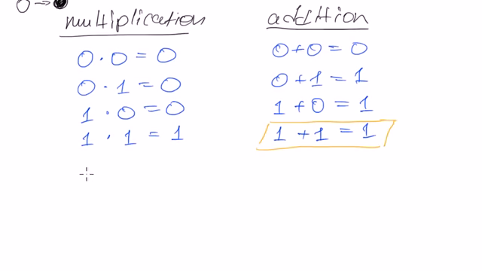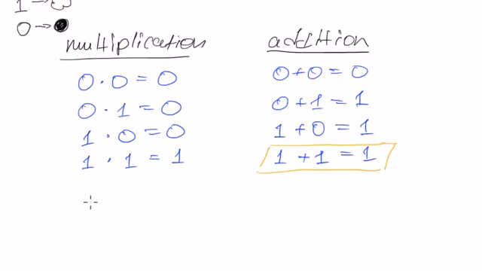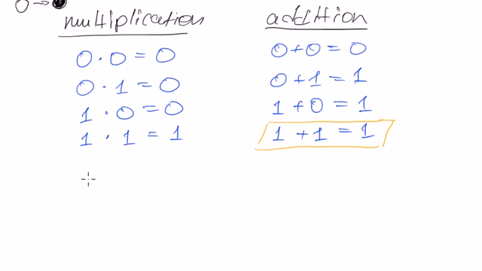Variables in Boolean algebra are the same variables as in normal algebra. They are represented with letters, and here they could be either 0 or 1. So let's have a variable a. What can we do with that?